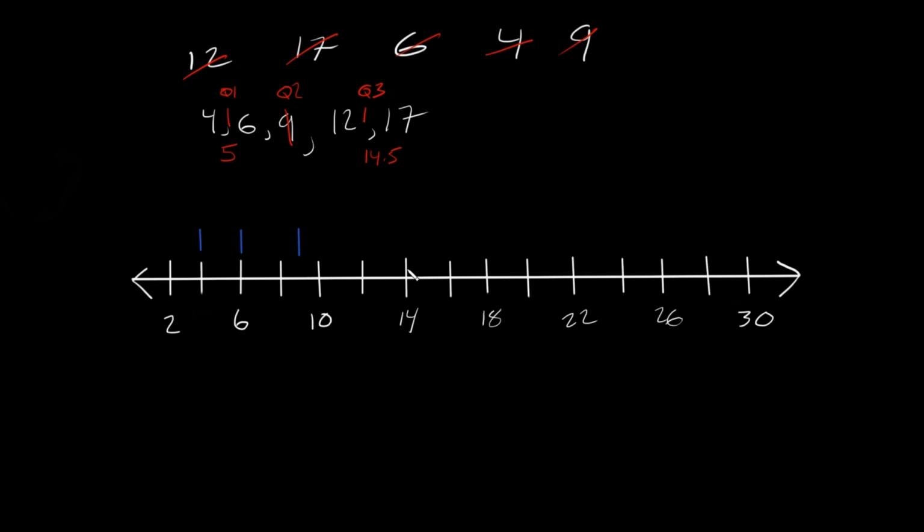Let's see here. This is 14. Right here is 15, so we're going to be a quarter way between 14 and 16 here. And then, of course, 17, which would be between 16 and 18. We can connect Q1 and Q3 to form our box. And then we would connect the whiskers, of course.